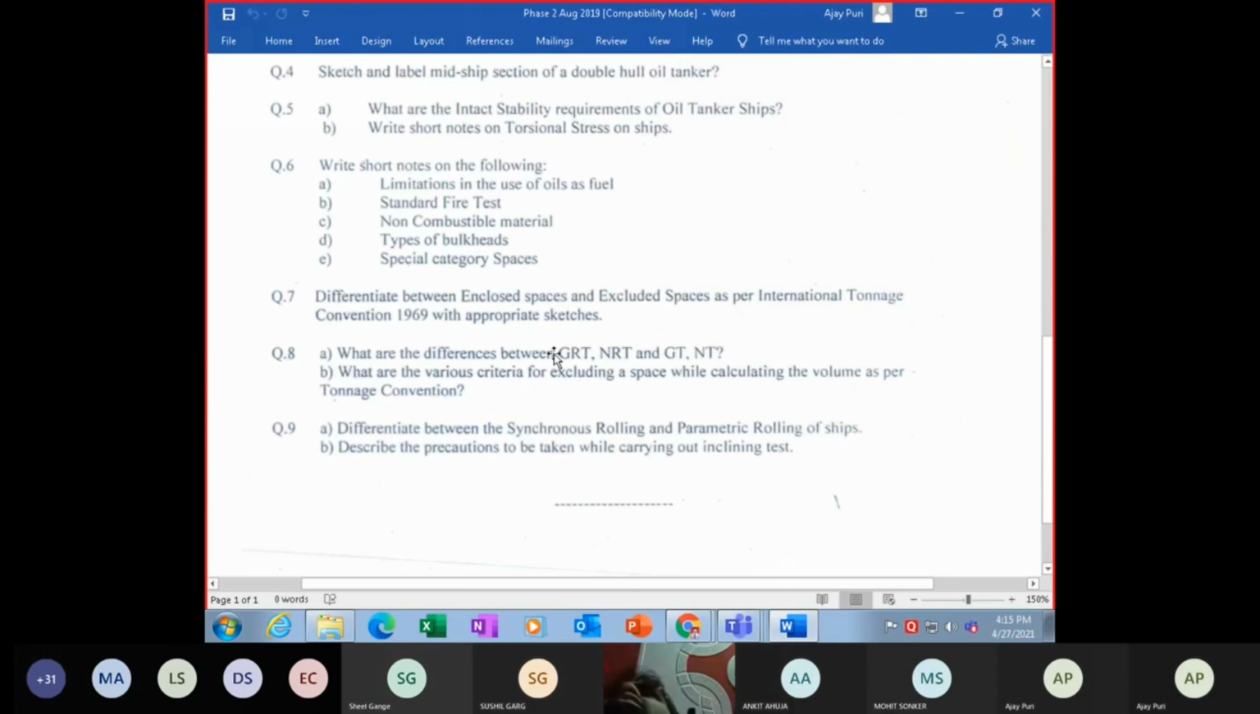So actually this and this question are the same. I don't know why they put both together. It shouldn't be that you give one question here and then again a second question on the other part. Well, that's an exam, you can't help it. Similarly, you give the criteria for excluding space. So the criteria you have to write. You don't have to make diagrams here. What are the criteria for excluding a space, you have to write.